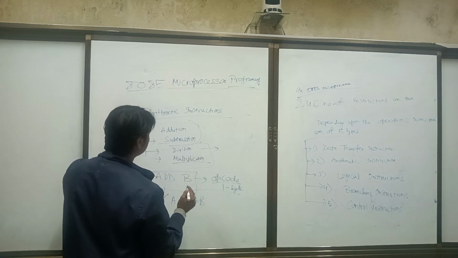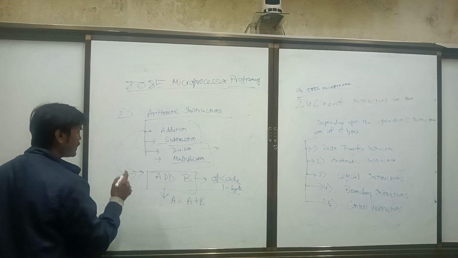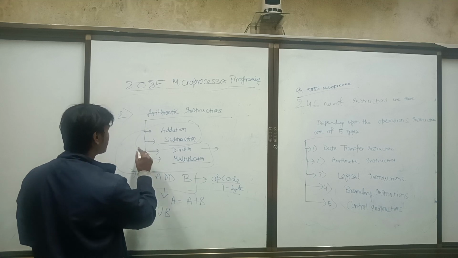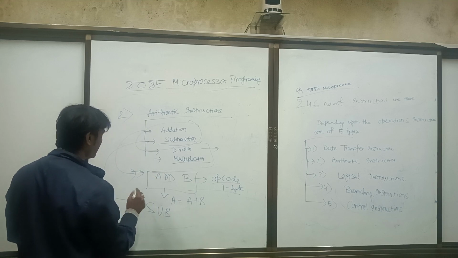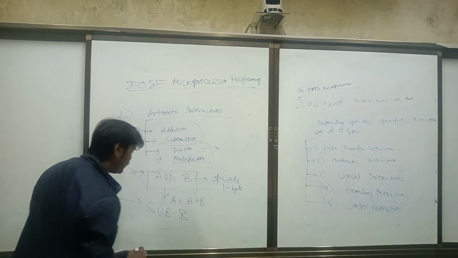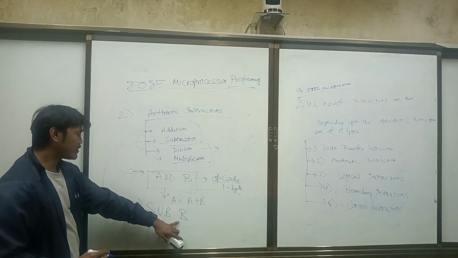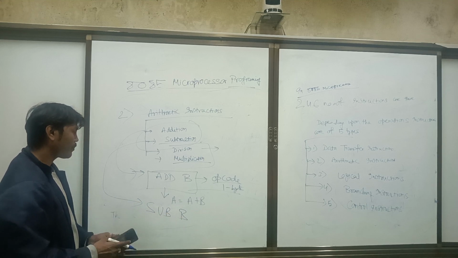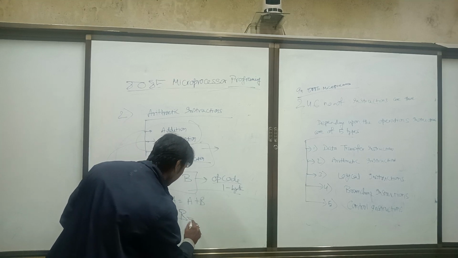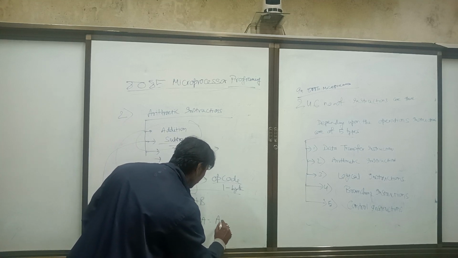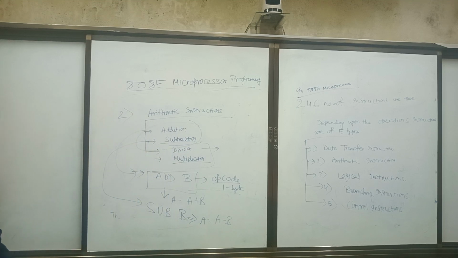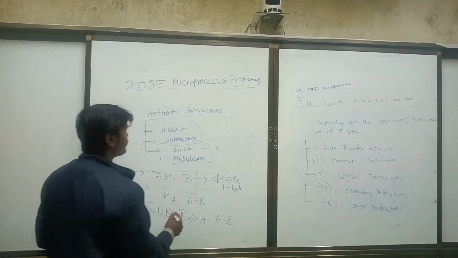For subtraction, we write SUB. Again, if I write SUB B, it means the content of register B will be subtracted from the content of the accumulator. So here the internal operation will be A equals A minus B, and the result is also temporarily held in the accumulator.